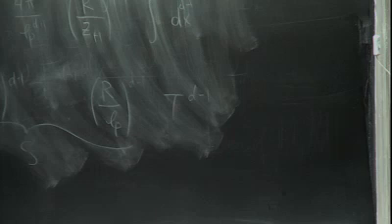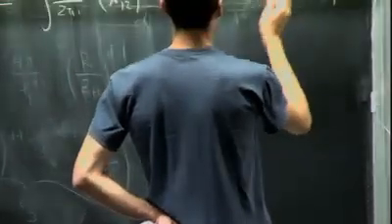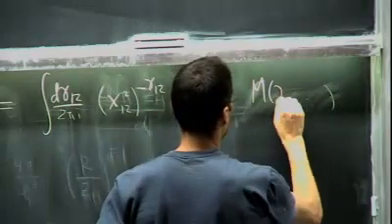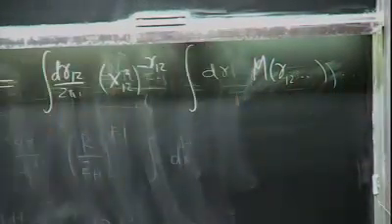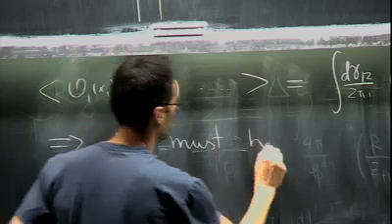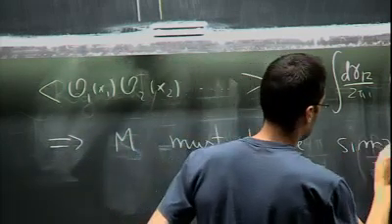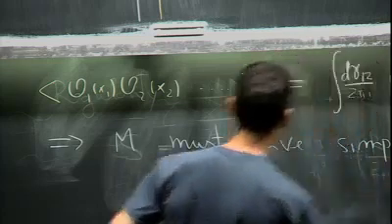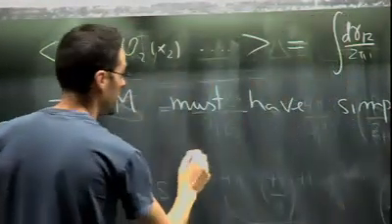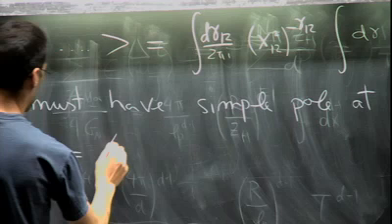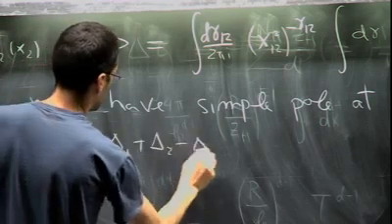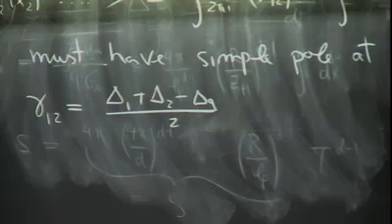You have to have a pole, and you have to have a simple pole. Right. So in particular, the Mellin amplitude that was here, right? So M must have a simple pole at... So let's do it. Gamma 12 equals what? Delta 1 plus delta 2 minus delta q over 2, right?